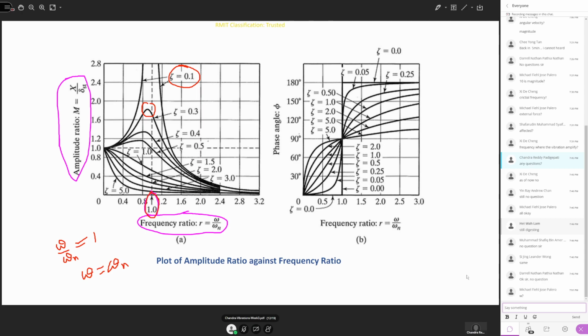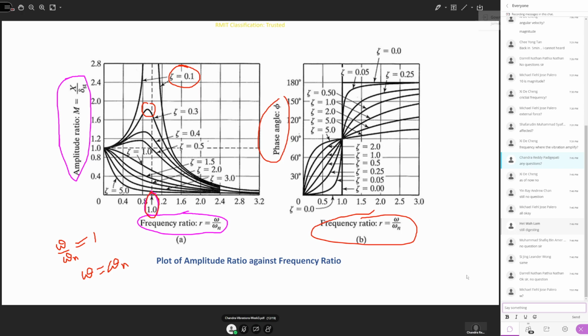Okay, so resonance condition implies that the two frequencies are equal, at which the amplitude of the vibration becomes maximum. Our job is to ensure that the system is not exposed to resonance conditions. Now this figure tells you the relationship between the frequency ratio r and the phase angle.